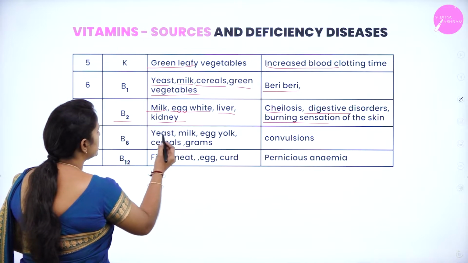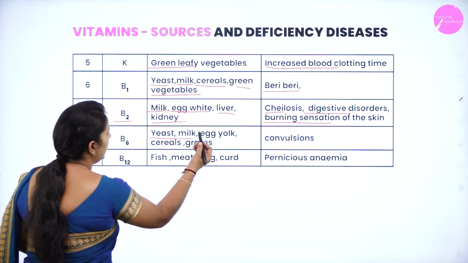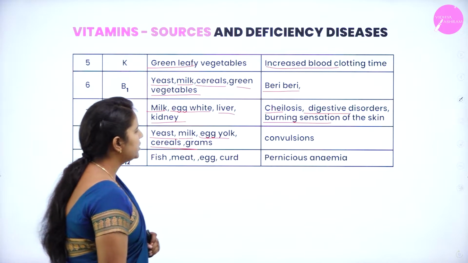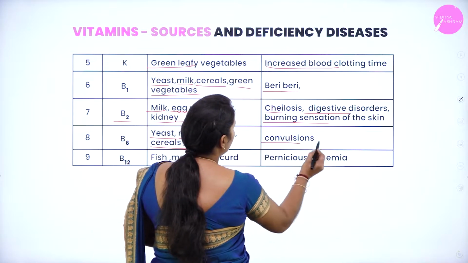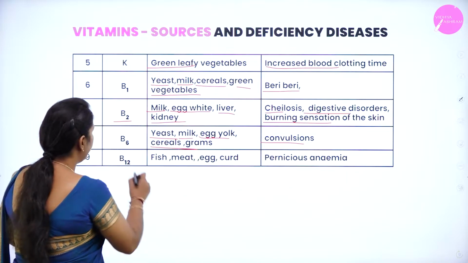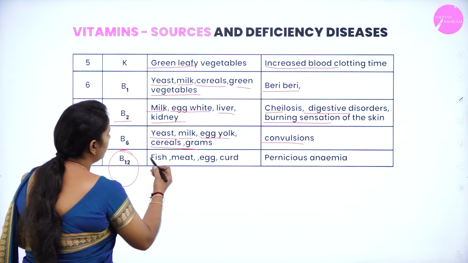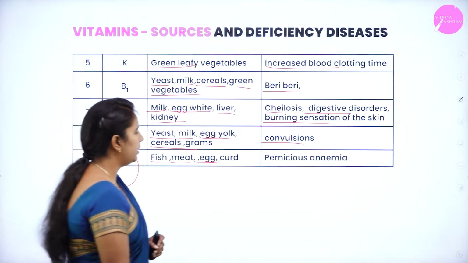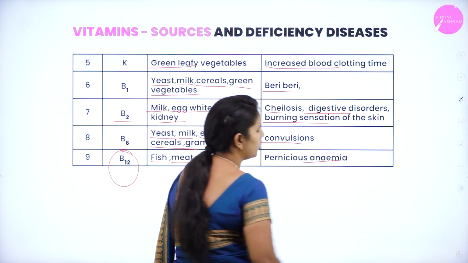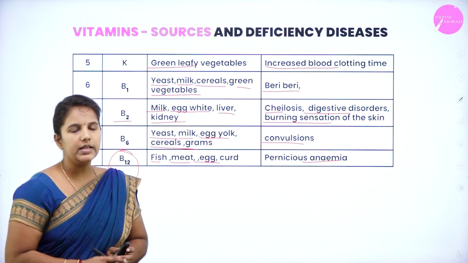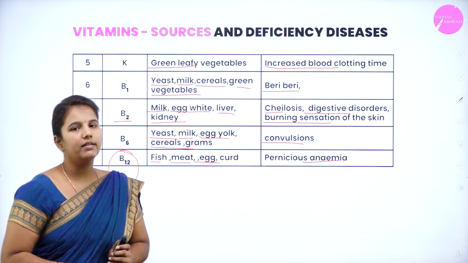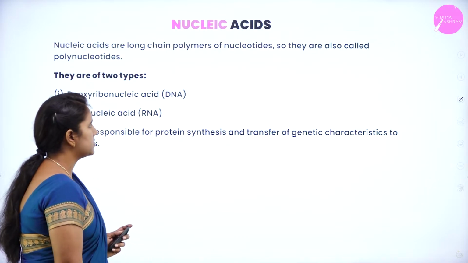Vitamin B6 is obtained from yeast, milk, yogurt, cereals and grains, and its deficiency causes convulsions. Vitamin B12 is obtained from fish, meat, egg and curd, and its deficiency causes anemia. These are some of the important vitamins, their sources and deficiency diseases.